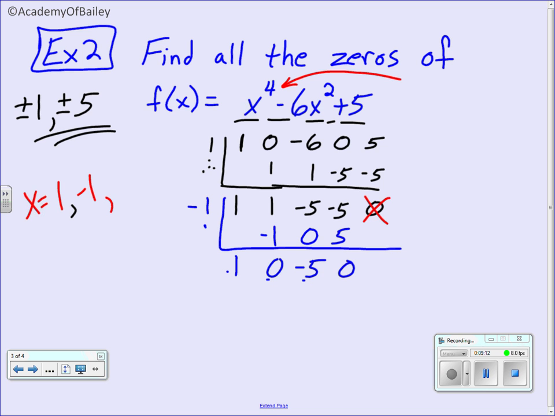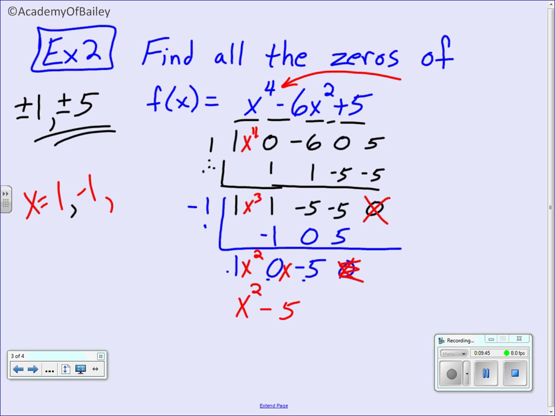Okay, so remember that this was 1x to the 4th. I wanted 1 x to the 4th here. This is 1 x to the 3rd power, and this is 1 x squared. 0x, and then 5 is the coefficient, and we don't need to worry about that. So now let's go ahead and factor this, since we have x squared minus 5.